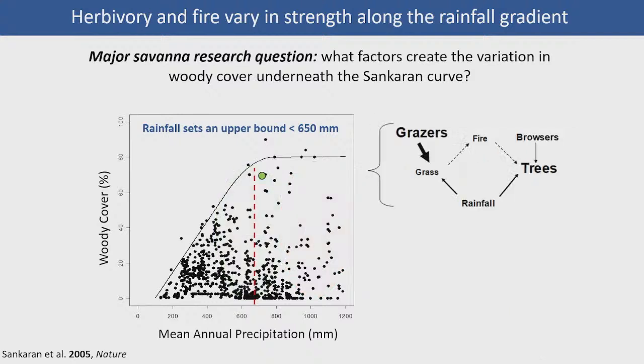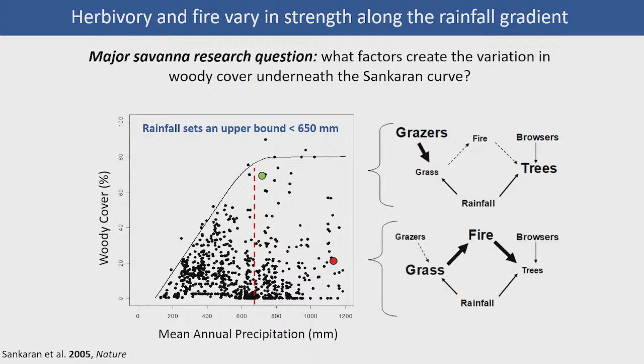So this sets up the scenario where you may have an intermediate site, such as this one, dominated by grazers. They consume a lot of grass biomass. This suppresses fire, which encourages tree growth, and so you can have high tree occupancy despite having a lot of grazers and browsers. There's another scenario here where these points at high rainfall and low tree cover may occur because there's a lot of grass biomass which is burned and consumed by that intense fire, which tends to kill tree seedlings.